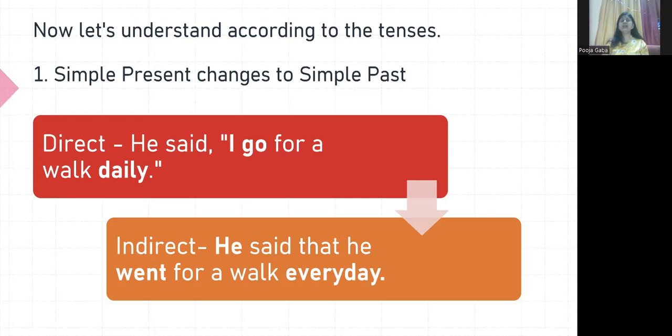Now but see this, I is a pronoun which will change to he according to the subject. Now he said, he is the subject. So this I will also become he because this I is used for he. Go is the simple present tense which will become went. And next, for a walk will remain same but daily will become every day. So in indirect speech it will be, he said that he went for a walk every day. Inverted commas are also removed and we write that in place of that.